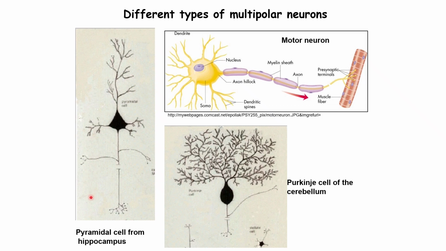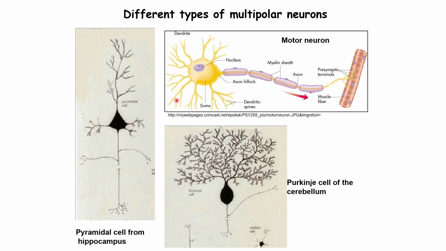The one on the left here is a pyramidal cell from the hippocampus. It's called a pyramidal cell because the cell body has a pyramidal shape. At the top of the pyramid, you typically see a long dendritic branch that goes out. And then at the base of the pyramid, there are a few other branches that act as dendrites. And then you have one axon at the bottom.